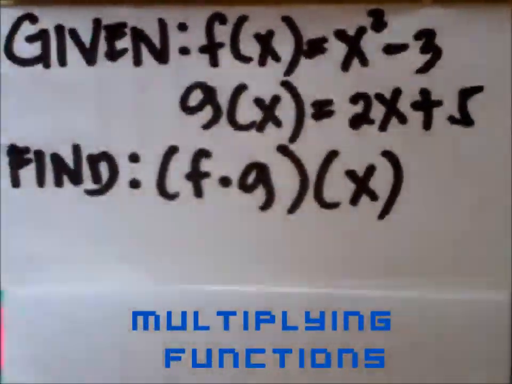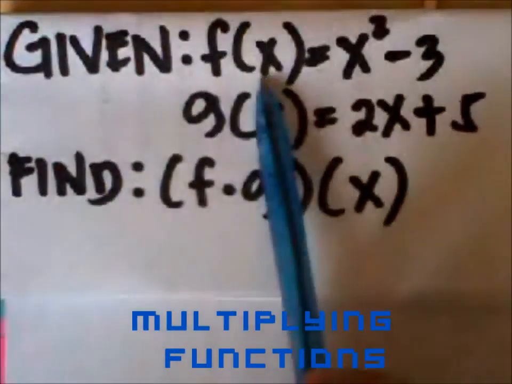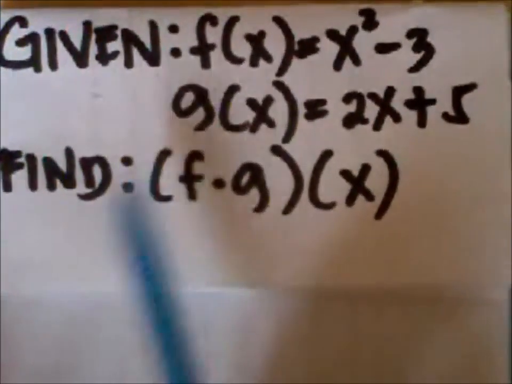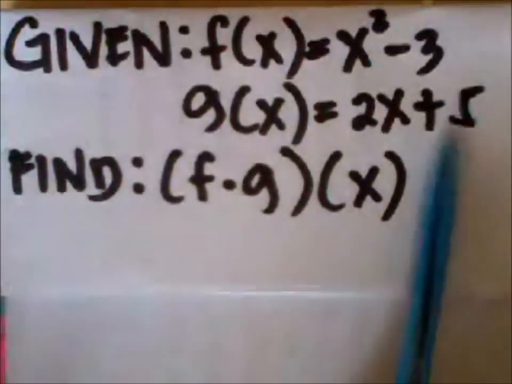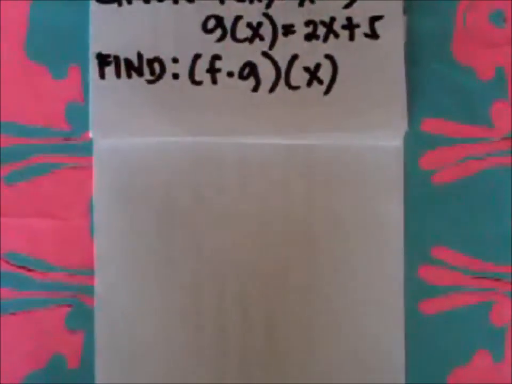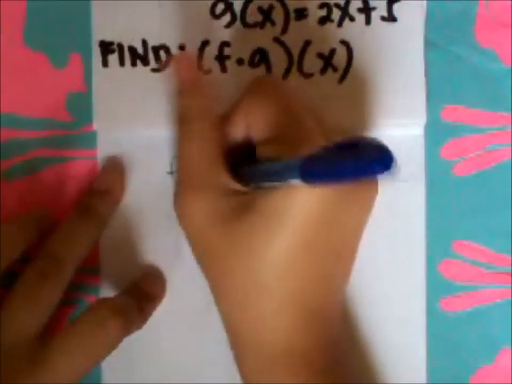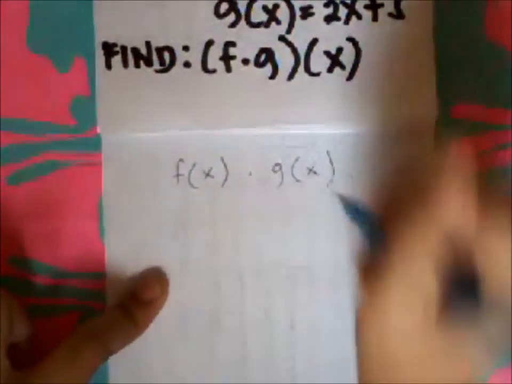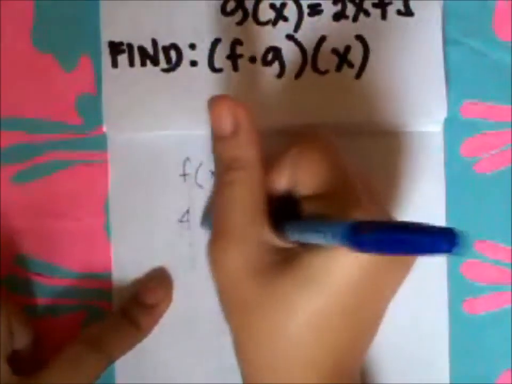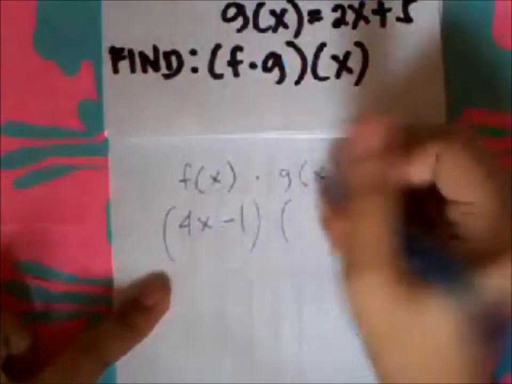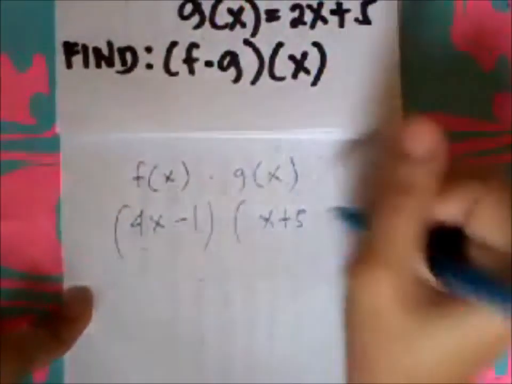Let's move on to multiplying functions. Given that f of x is equal to x squared minus 3 and g of x is equal to 2x plus 5, find the value of f times g of x. So we would write the equation f of x multiplied by g of x. F of x is 4x minus 1 and g of x is x plus 5.